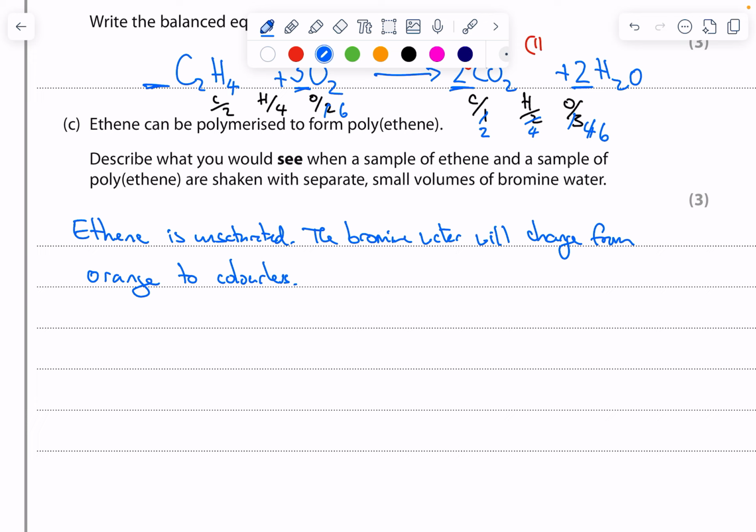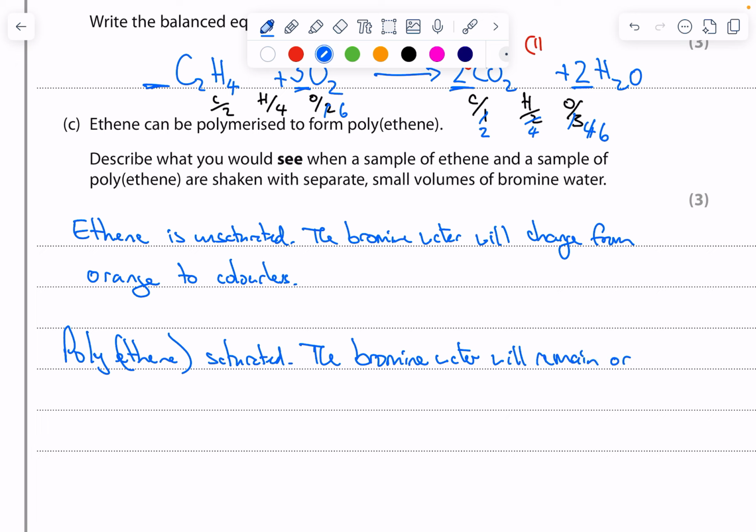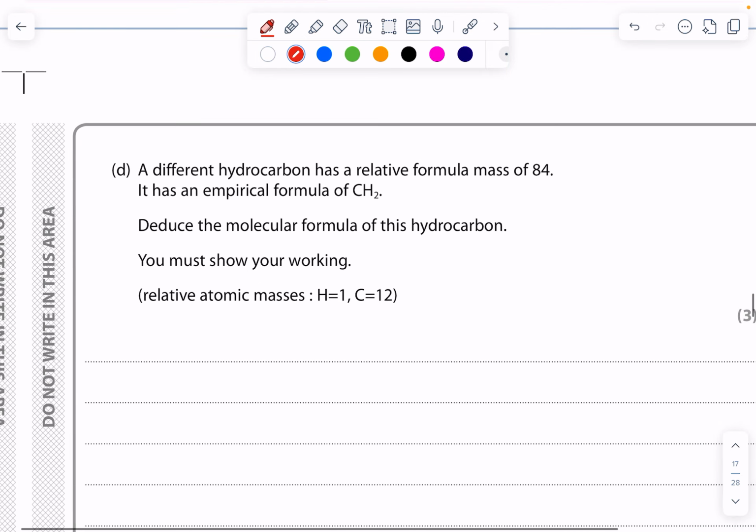And then on the polyethene, so polyethene is saturated. That means it doesn't have any double bonds. So in this case, the bromine water will remain orange. 3 marks in here for the answers. So they're going to give you 1 for describing this will go from orange to colorless, and 1 for saying this will remain orange. Carrying on.